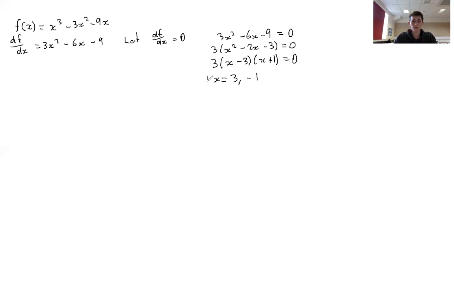So these points are our local extrema. To actually work out whether they're local minimum and local maximum, there's no surprises here. We just need to use the second derivative test again.